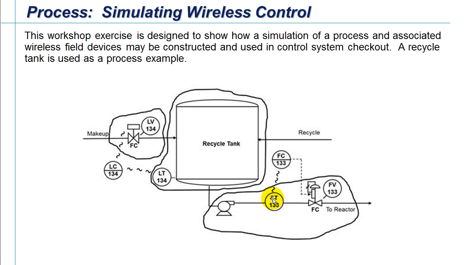The measurement of flow, though, is a wireless measurement, and so we're using PID Plus to regulate our throttling valve to maintain a flow target set point on the pump out. The makeup flow and the outlet flow valve positions then are the input to our simulation, used to calculate the level of our tank and the flow out of our tank. The recycle flow is just an unmeasured disturbance in our process simulation.